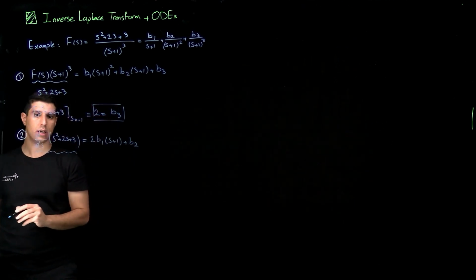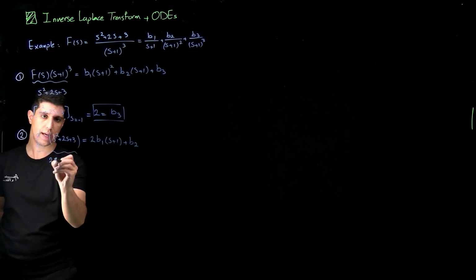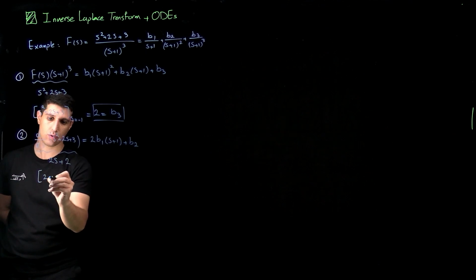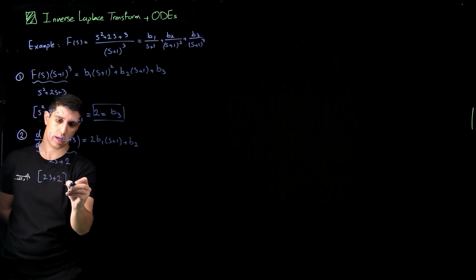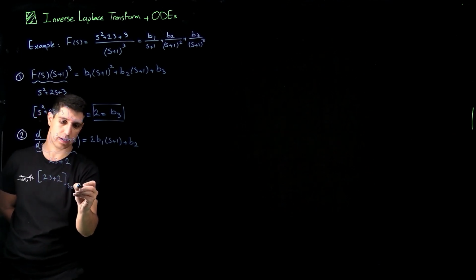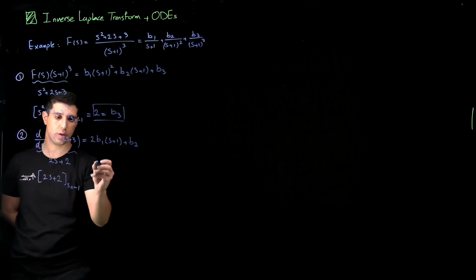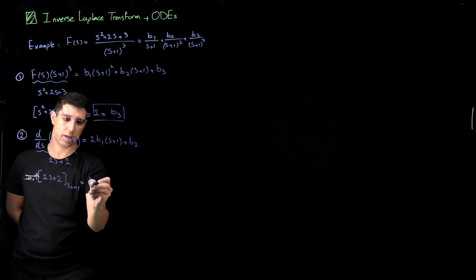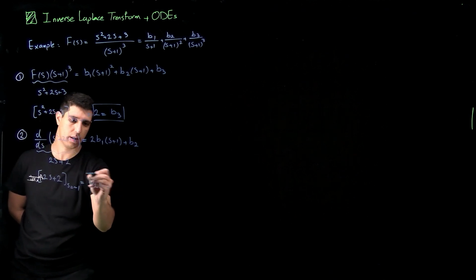This thing is 2s plus 2. So I evaluate 2s plus 2 at s equals minus 1. On that side we have b2. On this side we have 0. So b2 equals 0.